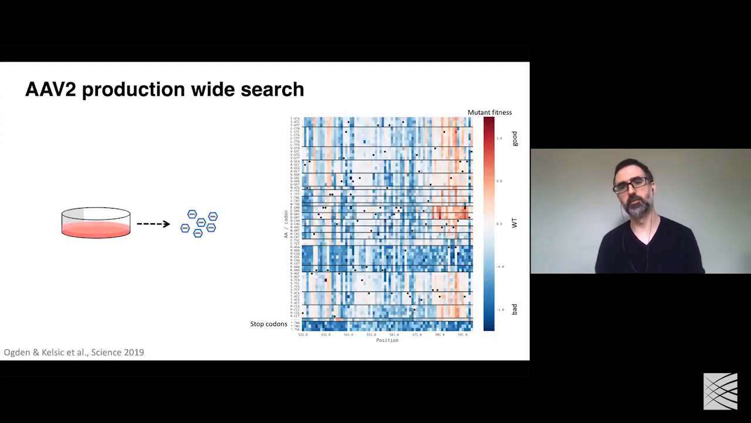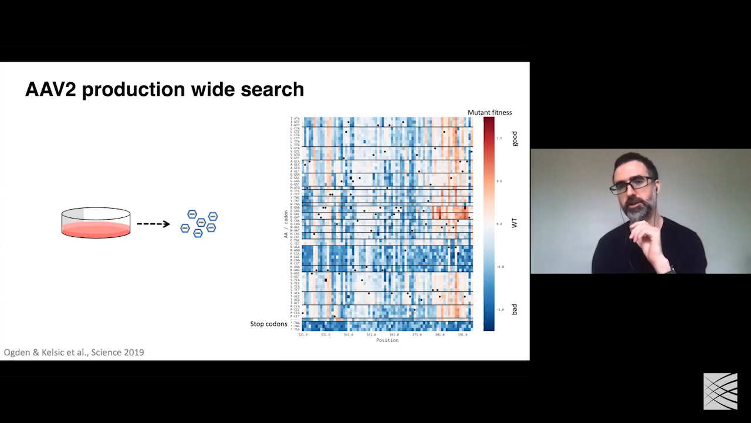Here's an example of the first library that we built, which is on the AAV2 serotype, and it's a section of the capsid. This is the production assay, meaning what's the fitness of every variant as you go from the DNA library and produce the encapsulated viral genomes.